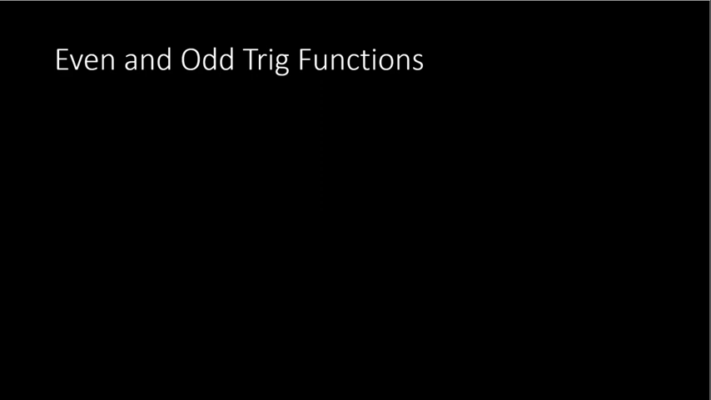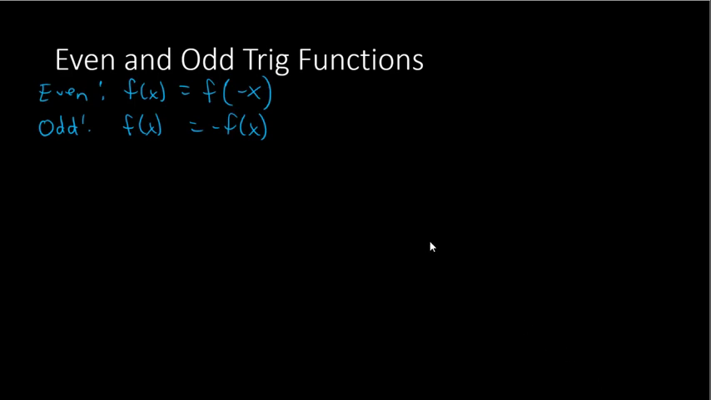Now, switching gears, we want to talk about even and odd trig functions. So we've learned this in the past, but we're going to see it again here in this context. And even, your definition of a function being even is if f of negative x equals f of x. That would be even. And then odd functions, odd would be f of negative x is equal to negative f of x. And what we're going to do is we want to determine which trig functions are even and which trig functions are odd. All right, so that's our objective right here.